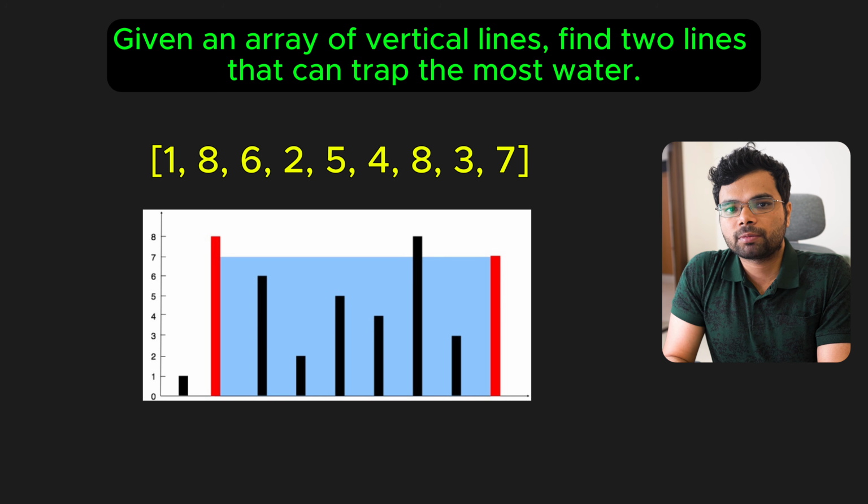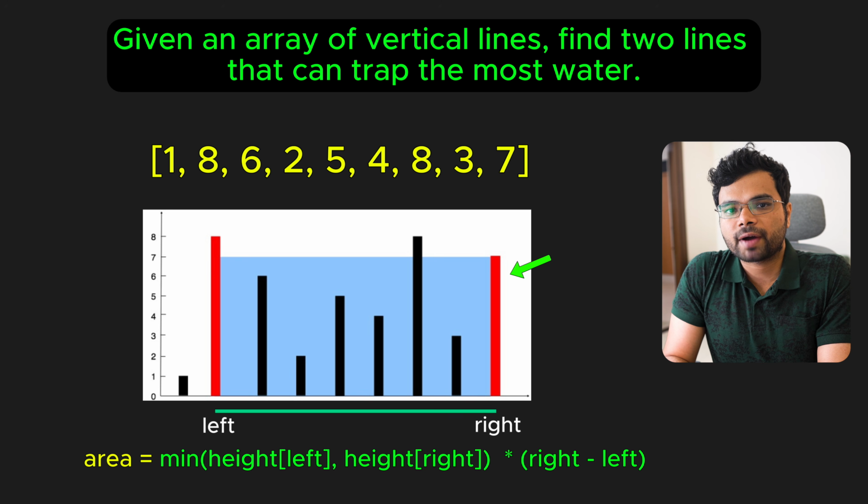The area of water trapped between the two lines depends on two factors: the height of the shorter line, since filling water over the shorter line would result in overflow, and the distance between the two lines. We can calculate the area using the formula min of height at left and height at right times right minus left, where right minus left represents the width of the container.